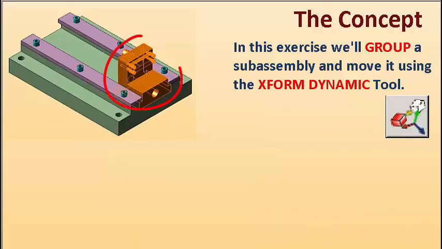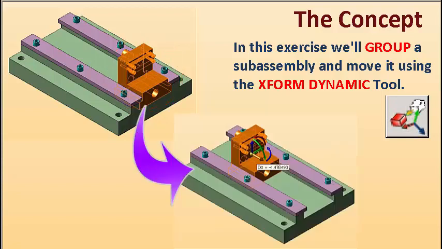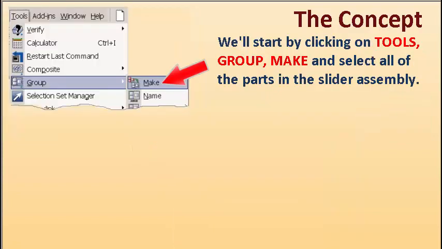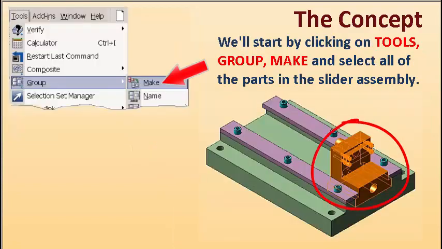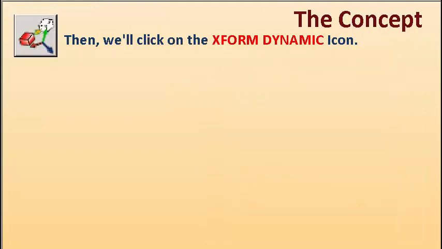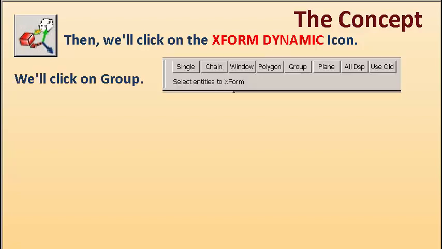In this exercise, we'll group a subassembly and move it using the X-Form Dynamic tool. We'll start by clicking on Tools, Group, Make, and select all of the parts in the slider assembly. Then we'll click on the X-Form Dynamic tool.